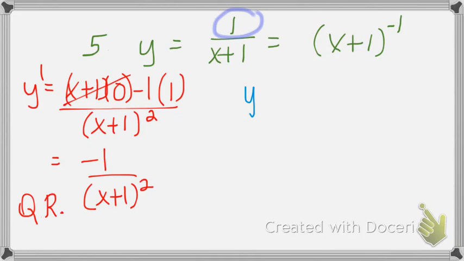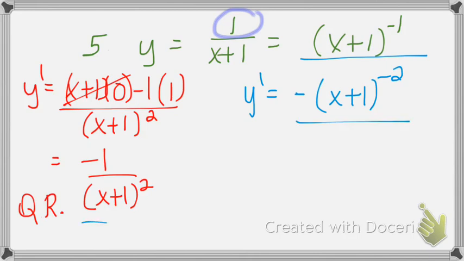So if I'm going to do the derivative using the chain rule, I'm going to use this, and I'm going to use the power rule first. Negative 1 times x plus 1, subtract 1 in the power, to the negative 2 times the derivative of the inside, which is 1. And so this is our answer, and notice that both of these answers are the same, they're just written a different way.